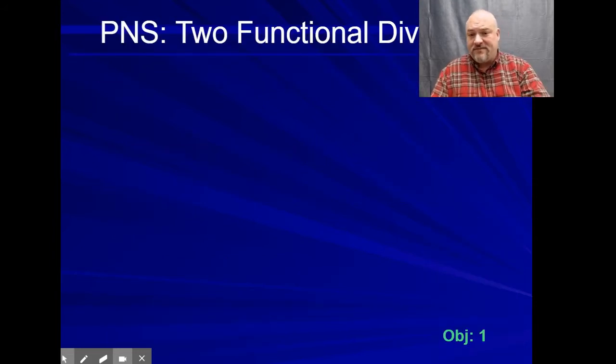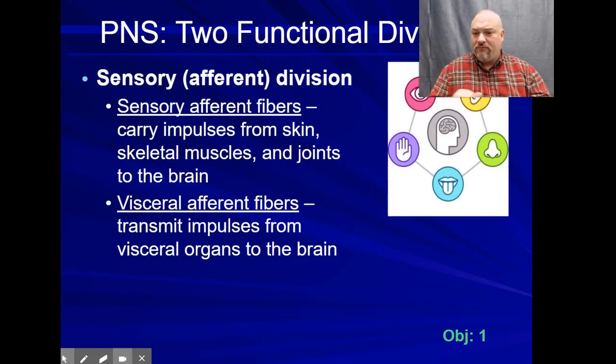Now, the peripheral nervous system has two functional divisions, so we can divide it into two main sets of functions. One, already talked about, the sensory or afferent division. Remember the term afferent from earlier this year when we talked about feedback loops and things like that. The afferent is the senses taking the information from the receptor to the control center. So receptor would be the nerve endings, control center might be the brain. And that we can divide into two.